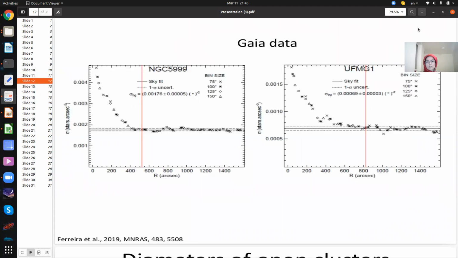And here are 2 other clusters. It is NGC 5999, which was discovered many years ago. It is UFMG 1, which was discovered newly. You see that the center and homogeneity of these clusters are different, and in NGC it is better.